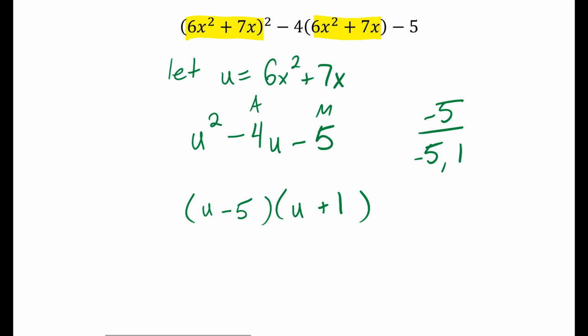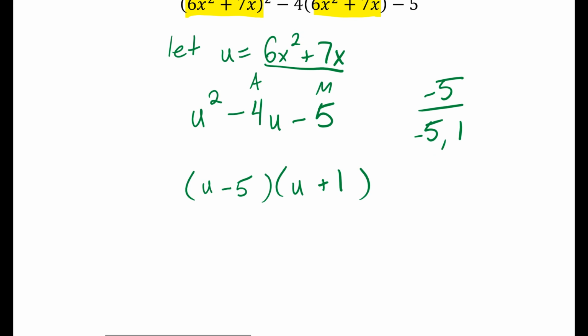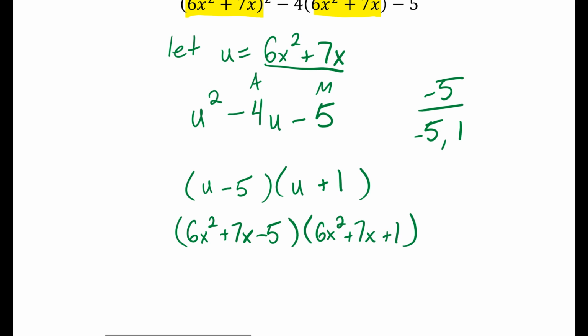And now I'm going to substitute that 6x squared plus 7x back in for u. So I have (6x squared plus 7x minus 5) times (6x squared plus 7x plus 1). Now I'm going to look at both sets of parentheses and try to factor again. The problem here is that I now have a leading coefficient other than 1 for both of these trinomials.